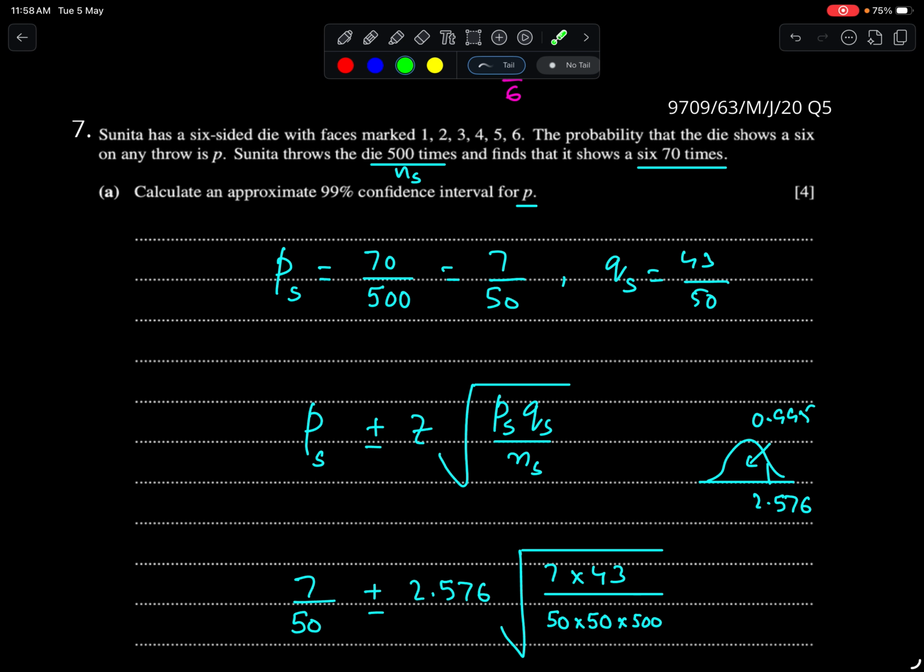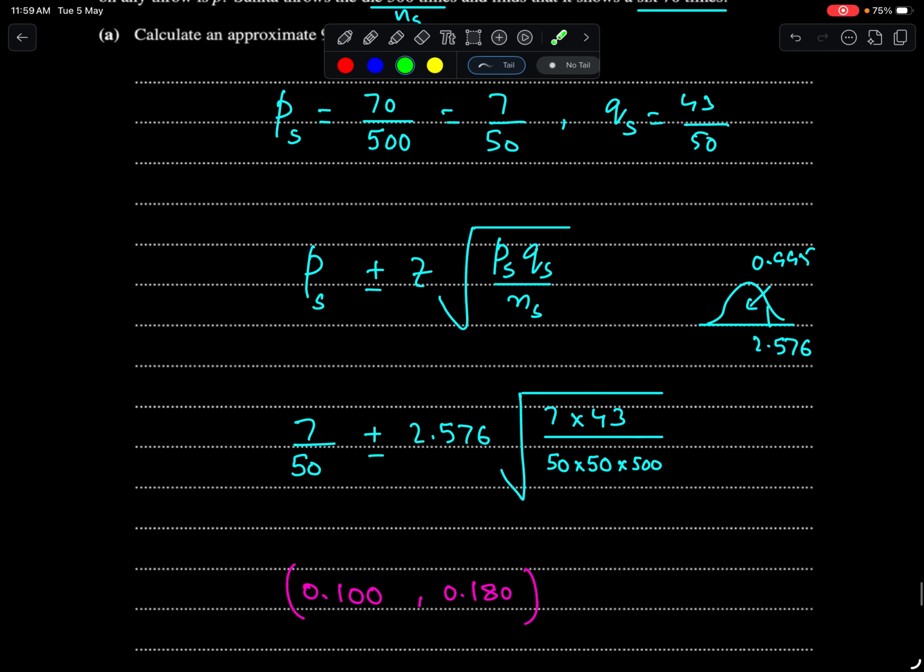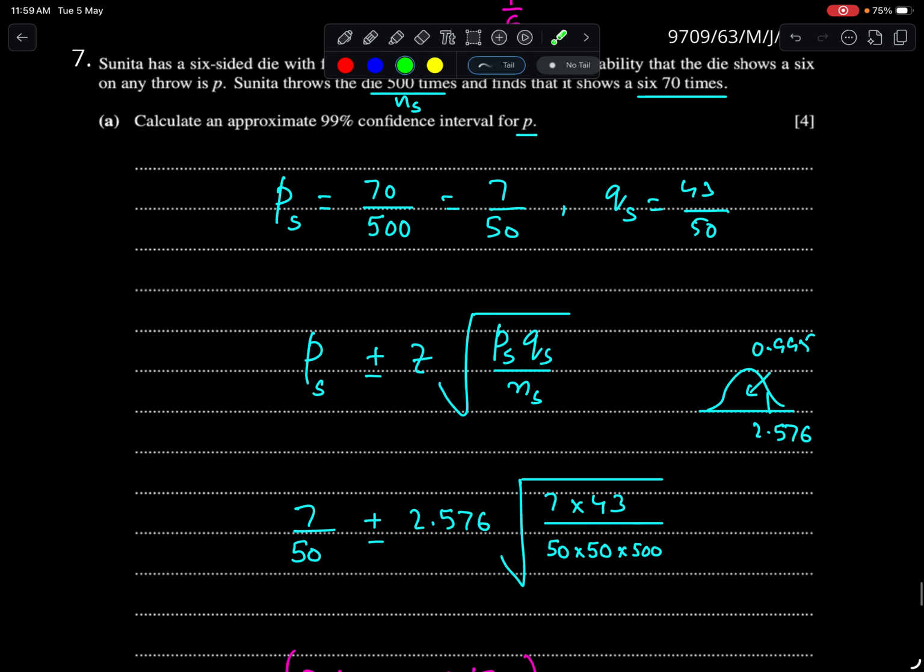Sample proportion. So PS plus or minus Z times the standard deviation. So PS is this. For 99%, get the 0.995 value from the table, 2.576. This is here. Give your answer up to 3 SF.